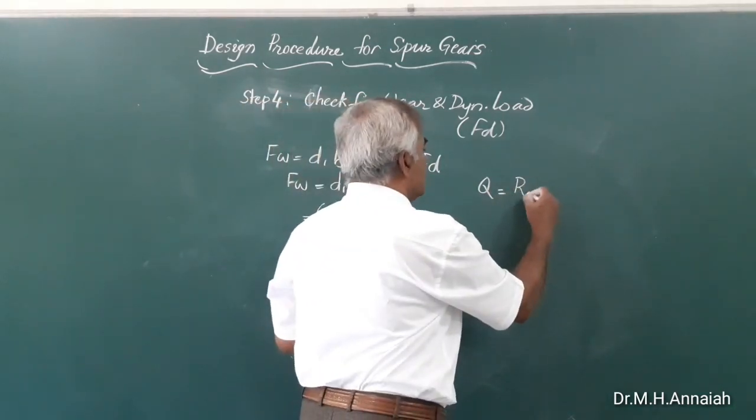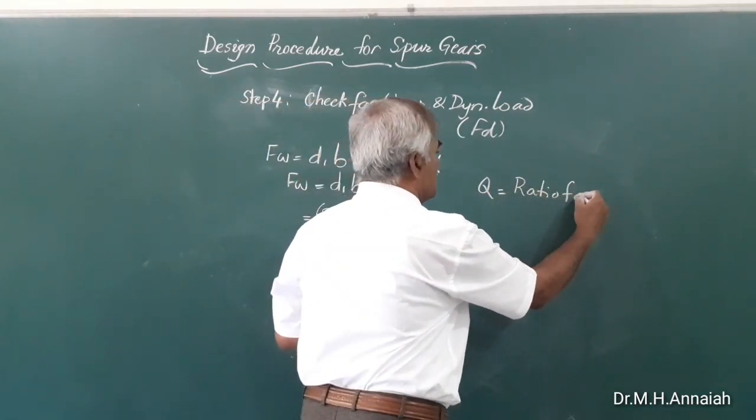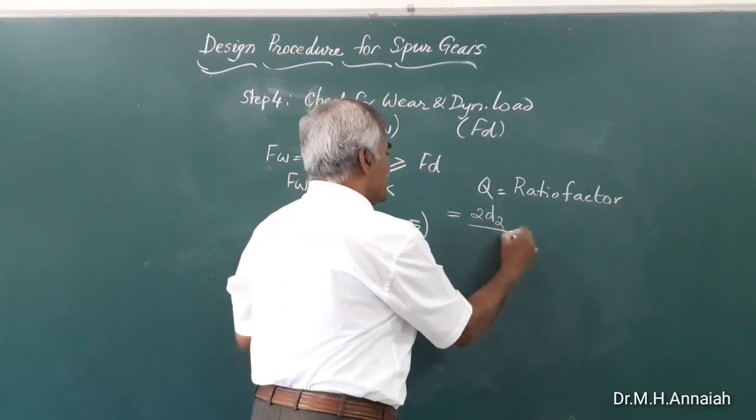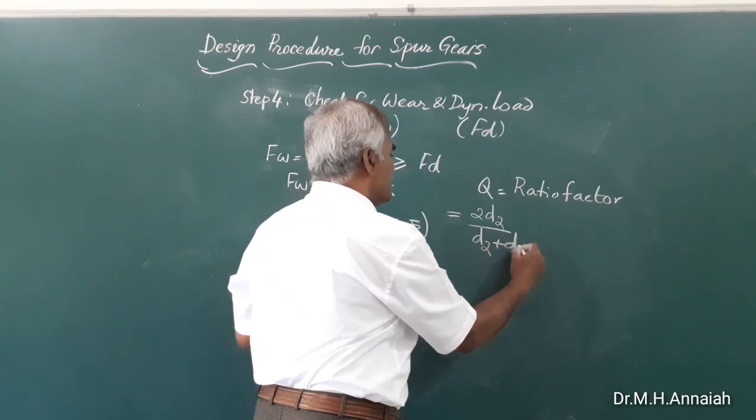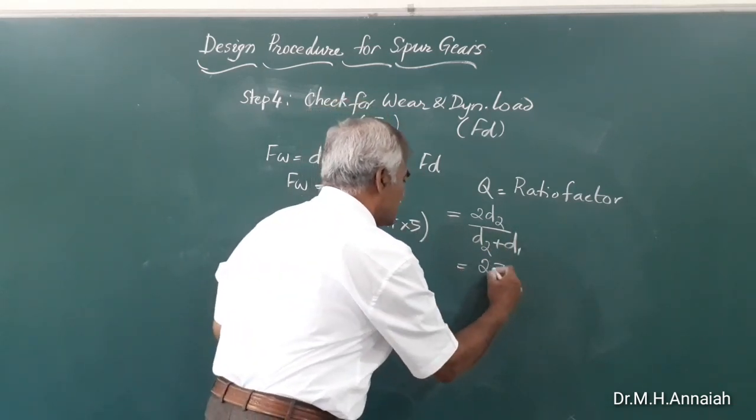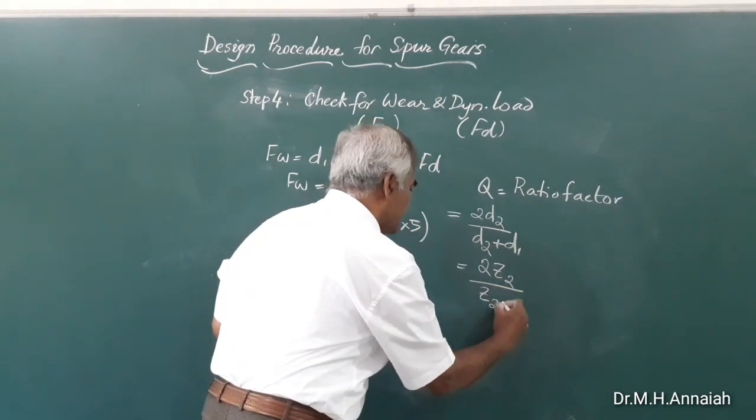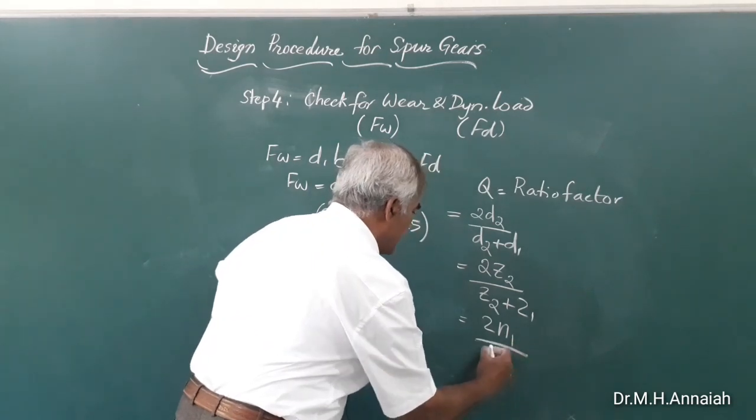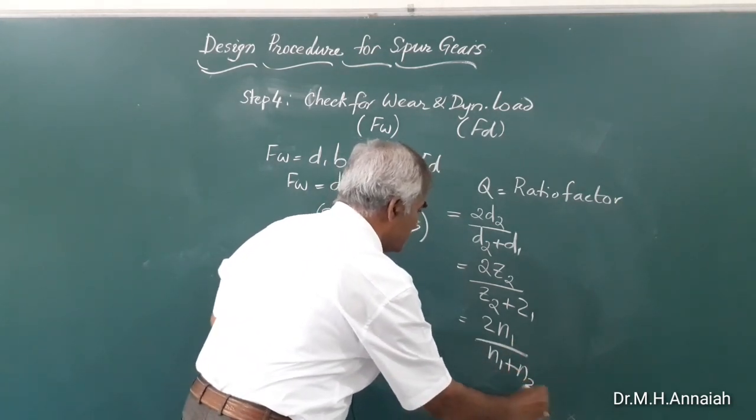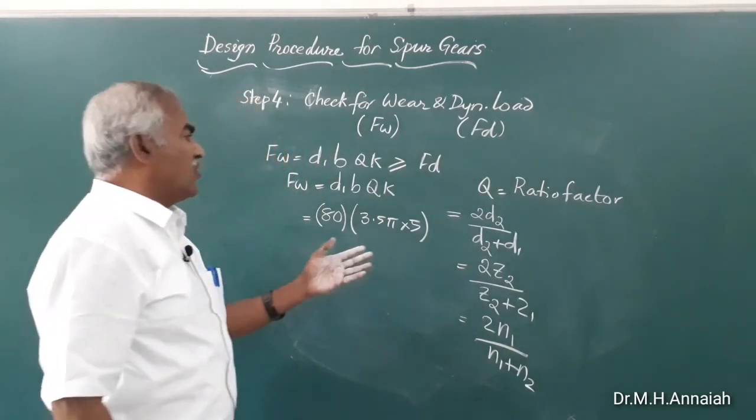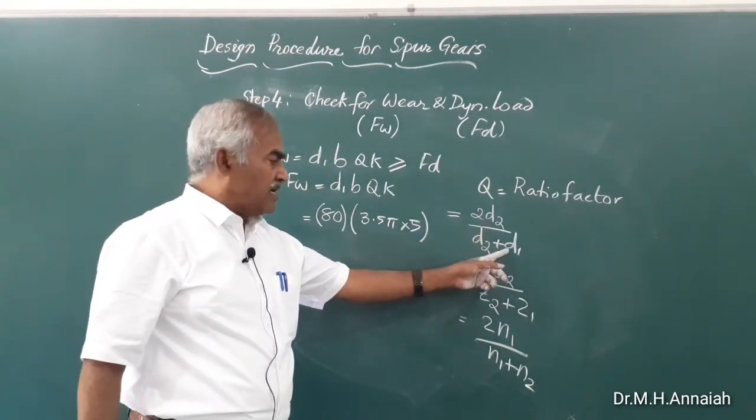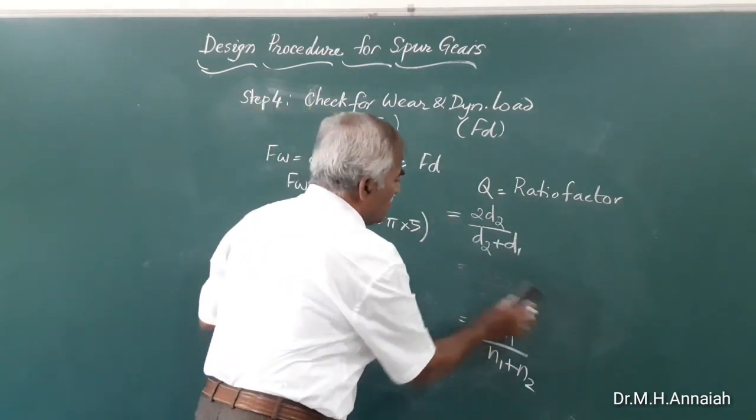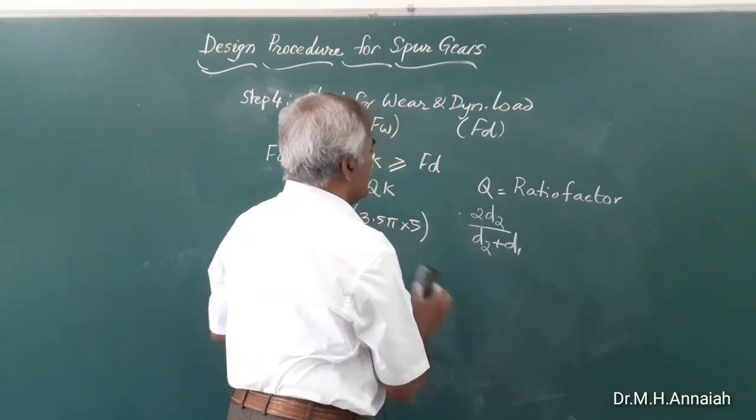This ratio factor is given by the formula 2d2 divided by d2 plus d1, which is equal to 2z2 divided by z2 plus z1, or 2 times n1 divided by n1 plus n2. So if you know the diameters, you can use this formula. If you know the number of teeth, use this formula. In this problem, we know the diameters, so I can straight away use this to get the value.